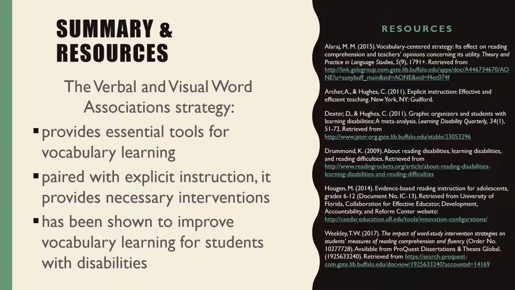The verbal and visual word association strategy provides the intensive instruction needed to address the vocabulary skills struggling readers lack for good reading comprehension. It provides the tools for students to learn deeper meaning of words by forcing students to think about them in different contexts. When paired with explicit instruction, it provides necessary interventions. And it has been shown to improve vocabulary learning for students with disabilities.